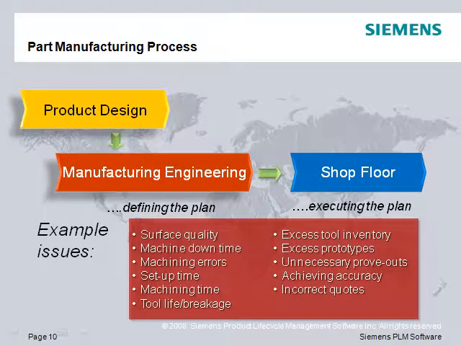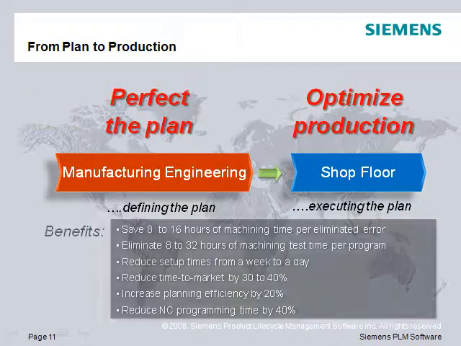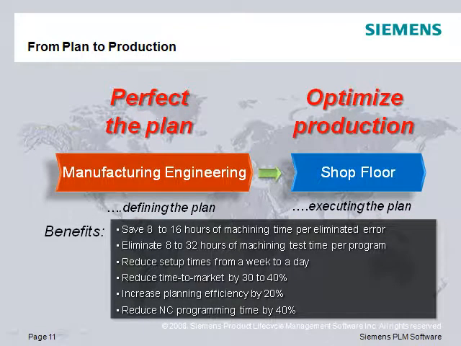Many part manufacturers will be able to identify with at least some of these more detailed example issues, such as unused machining time or wasted materials due to machining errors or using the wrong data. In each case, we could link these issues to some aspect of the manufacturing plan and how it is developed and validated. On this chart, we show some example benefits achieved as a result of perfecting the manufacturing plan and improving the way the plan is created, with positive results in production.